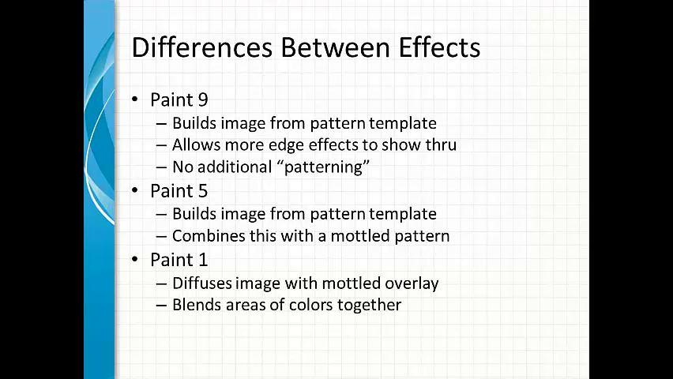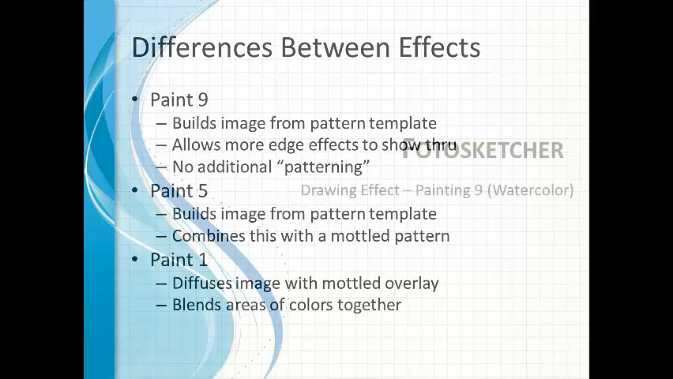Finally, Paint Effect 1 works by diffusing an image with a modeled overlay, but it does less effect to the image itself other than to apply a small amount of simplification to the initial image. And it also blends areas of colors together, producing much softer edges. Now this is all pretty much academic, but it does give you a frame of reference as to how Fotosketcher works.